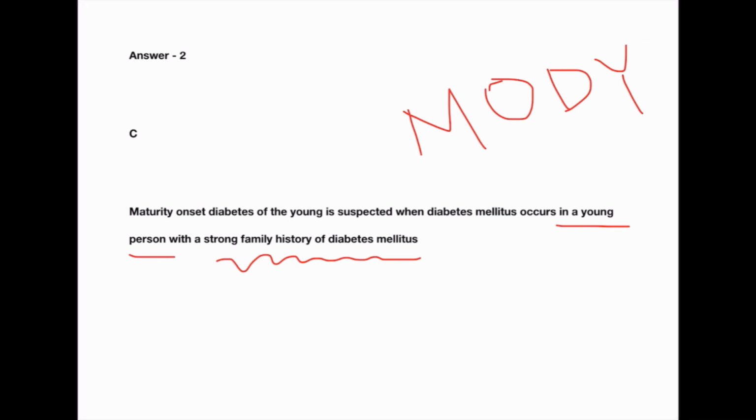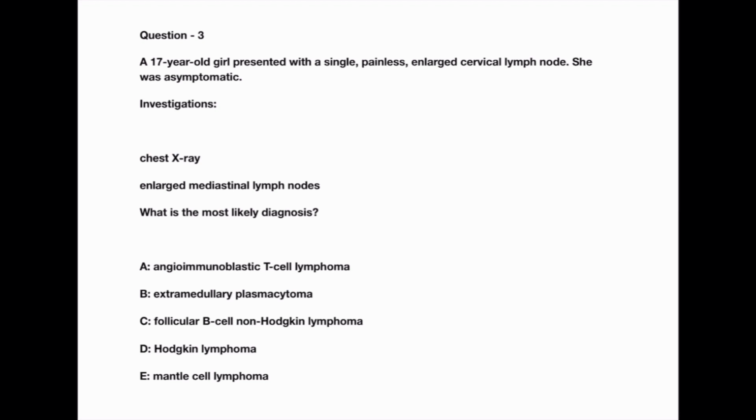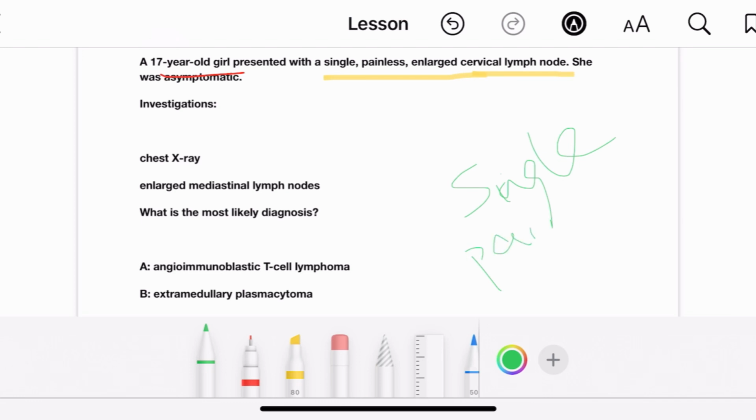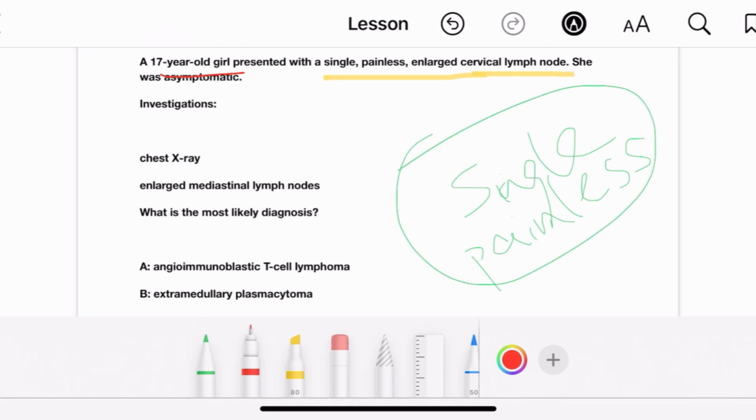Okay, now coming to the third question. A 17-year-old girl. This is a typical case of a young adolescent girl who came with complaints of a single painless enlarged cervical lymph node. It's just solitary, single, painless, and cervical. She was investigated with an X-ray, and enlarged mediastinal lymph nodes were seen.